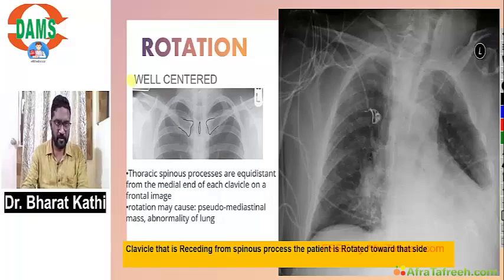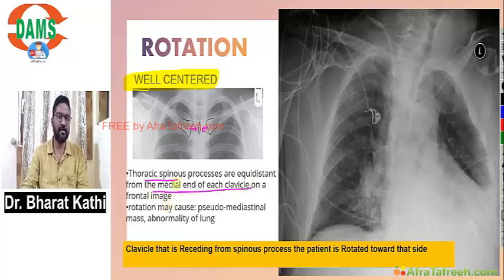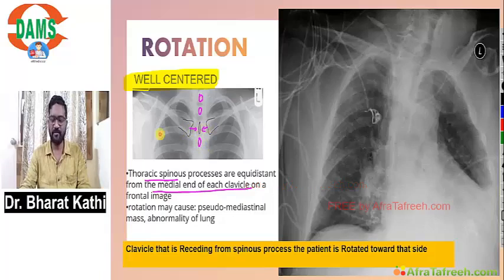So first of all, is it well centered or not? How do you say whether the X-ray is well centered or not? The guideline is the thoracic spinous process. The thoracic spinous process should be equidistant from the medial end of each clavicle on a frontal image. The spinous process is visible on a conventional X-ray. It should be equidistant from the clavicle on both sides.